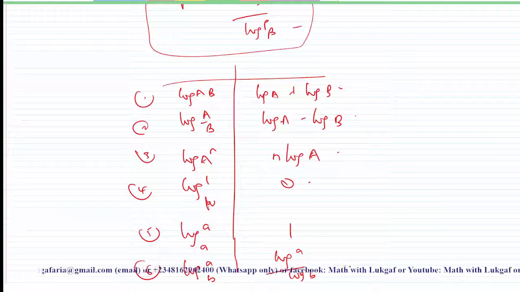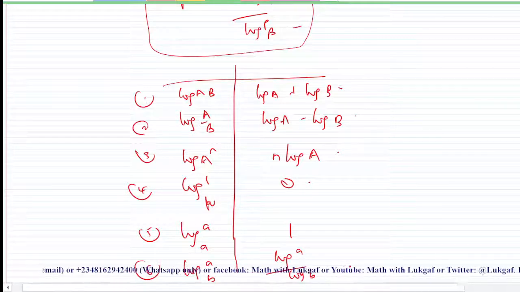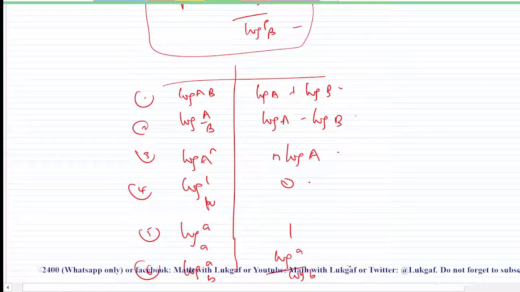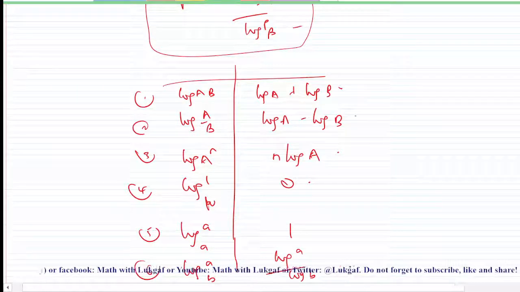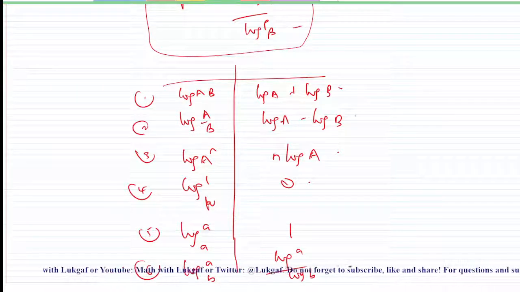In the next video, I'm going to explain how you can apply some of these laws.